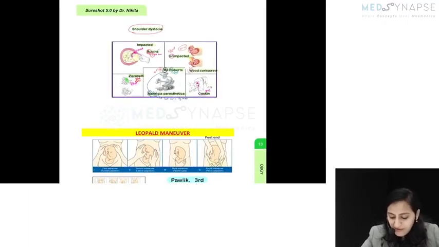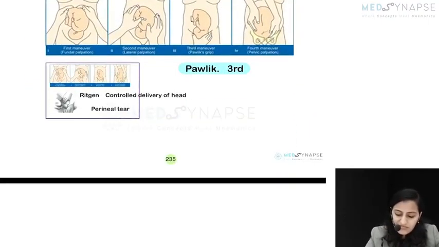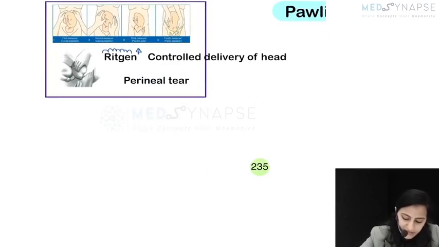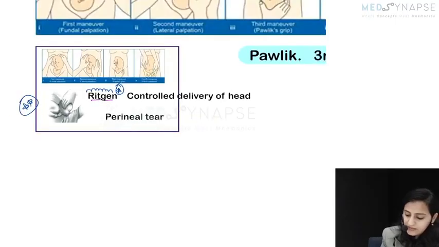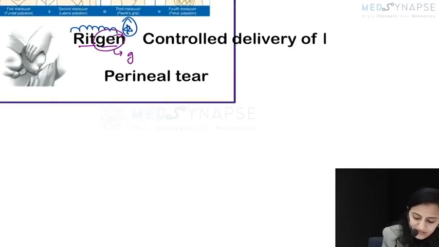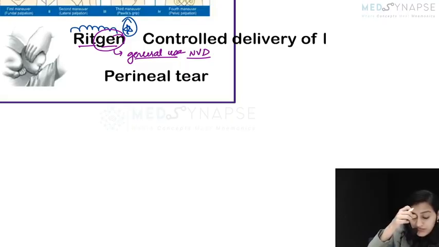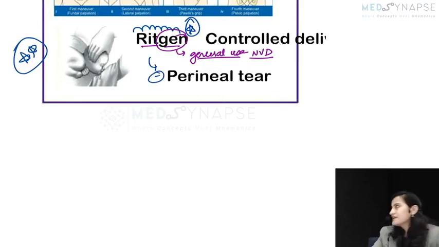Right, so this is how you identify the maneuvers, the breech, the shoulder dystocia, and which is the maneuver that you use in all normal vaginal deliveries. What's the maneuver? Ritgens. Ritgen maneuver has been asked in one of the recent exams. Ritgen is a general use maneuver in normal vaginal delivery. So why do we do the Ritgens maneuver in normal vaginal deliveries? To prevent the perineal tear.